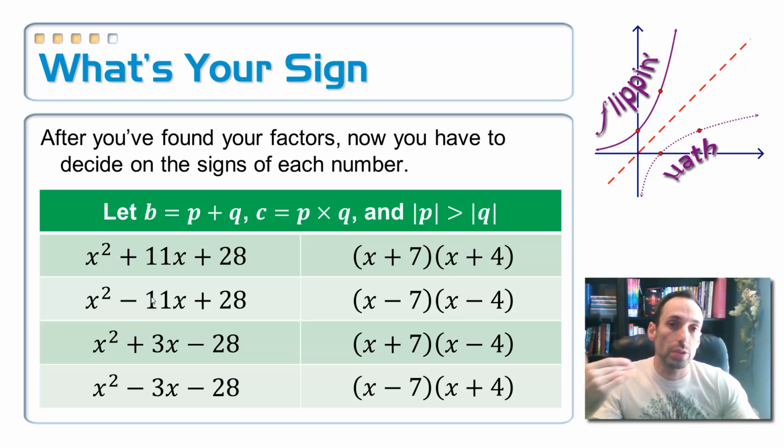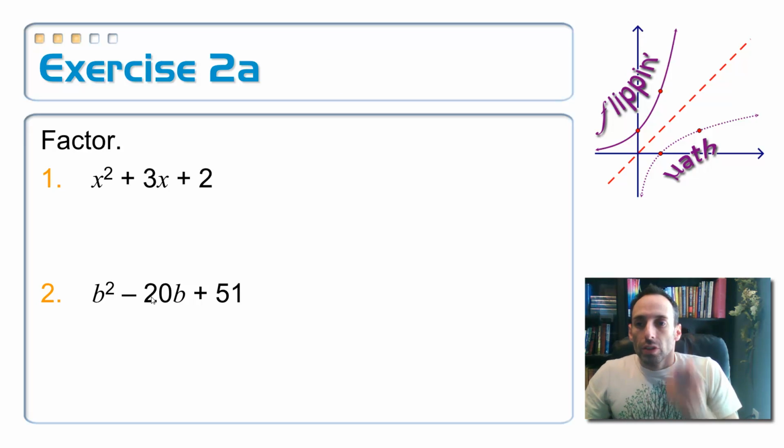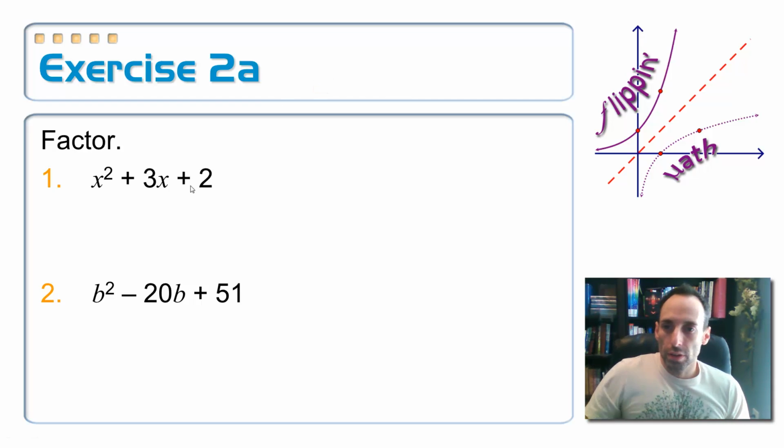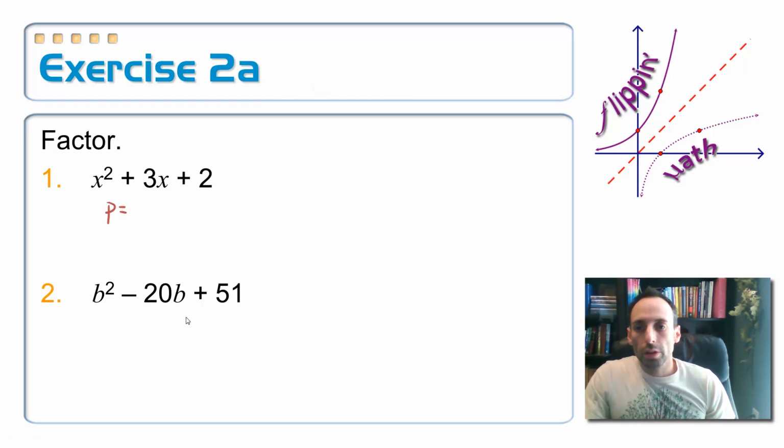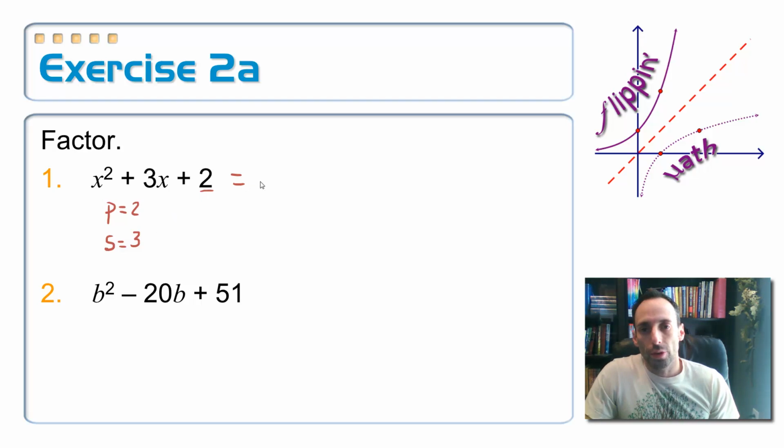I know it's 7 and 4, so now I need to figure out what's going to be positive and what's going to be negative. So let's try it for real. Usually whenever I'm going to factor these things, I list out what my product is going to be and what my sum is going to be. P for product, S for sum. So my product is going to come from the 2. They have to multiply up to 2, and they have to sum up to 3. For 2, it's a prime number, so it's got to be 1 and 2. 1 plus 2 is equal to 3, so that's how that's going to factor. So x plus 2 times x plus 1. There's my answer.